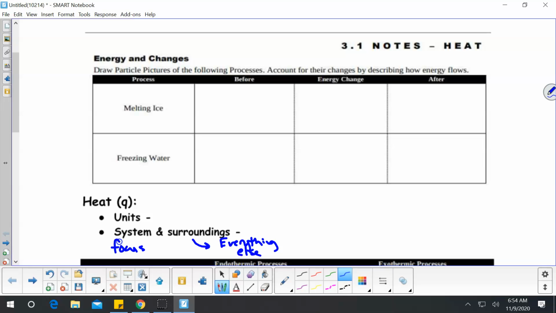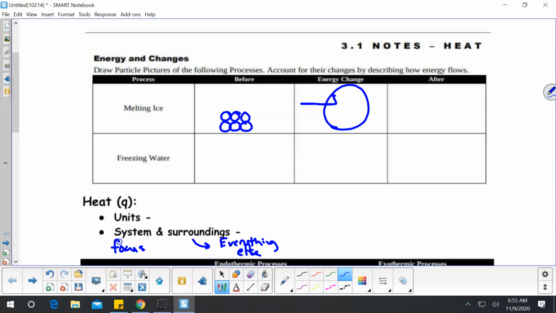So in our example, we had ice, let's say in a test tube. We were not looking at the test tube, we were looking at just the ice that was within the test tube. So the test tube would be considered the surroundings. So if we had our ice, we're going to draw the particles fused together like this. This is my system. I'm going to do a circle. We'll show you that later on the LL diagrams.